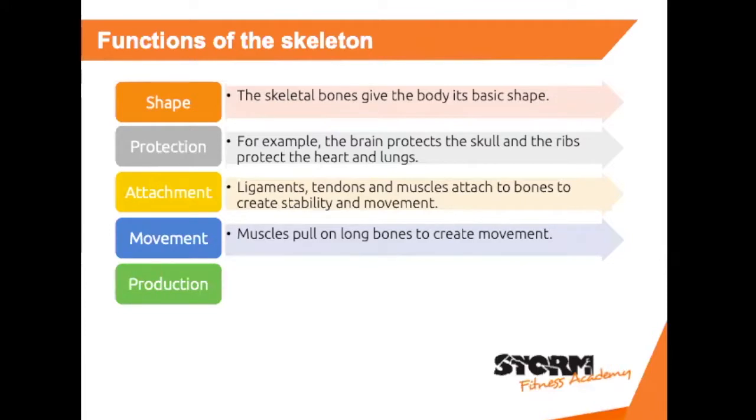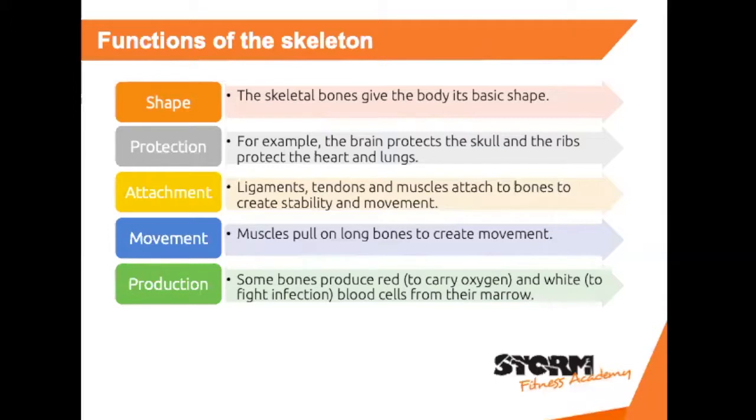Production. What do we think bones produce? What goes on inside the bone, right down the center? I'll give you a clue. Think about bone marrow. What's bone marrow producing? Any ideas? Don't worry if you don't know any. Blood cells, basically. So some bones produce red to carry oxygen and white to fight infection. So red and white blood cells.